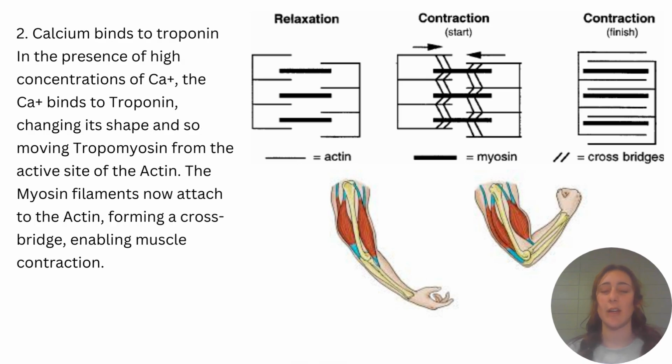In the presence of high concentration of calcium, the calcium molecule will bind to troponin, changing its shape and moving tropomyosin from the active site of the actin. The myosin filaments now attach to the actin and form a cross bridge, which enables muscle contraction.